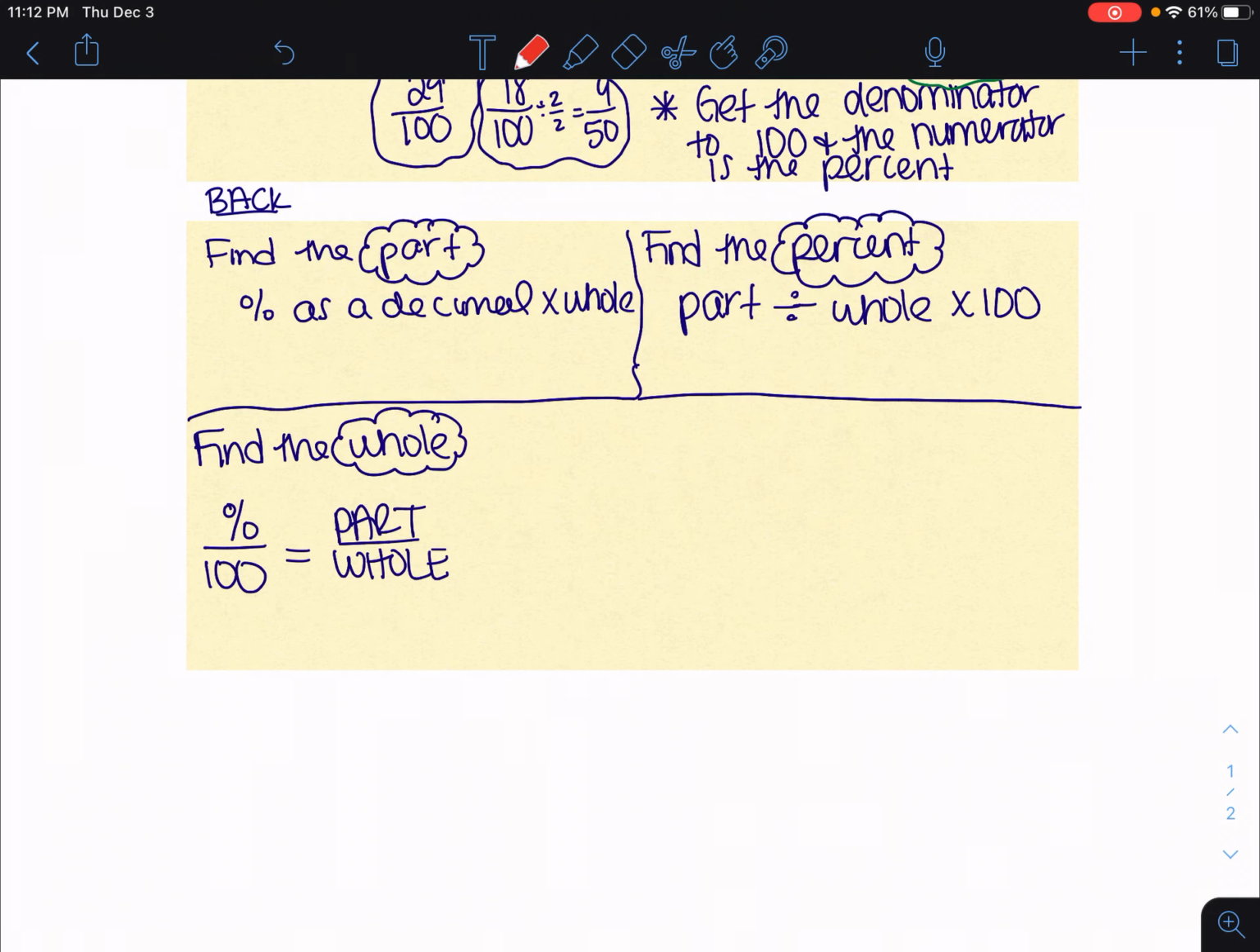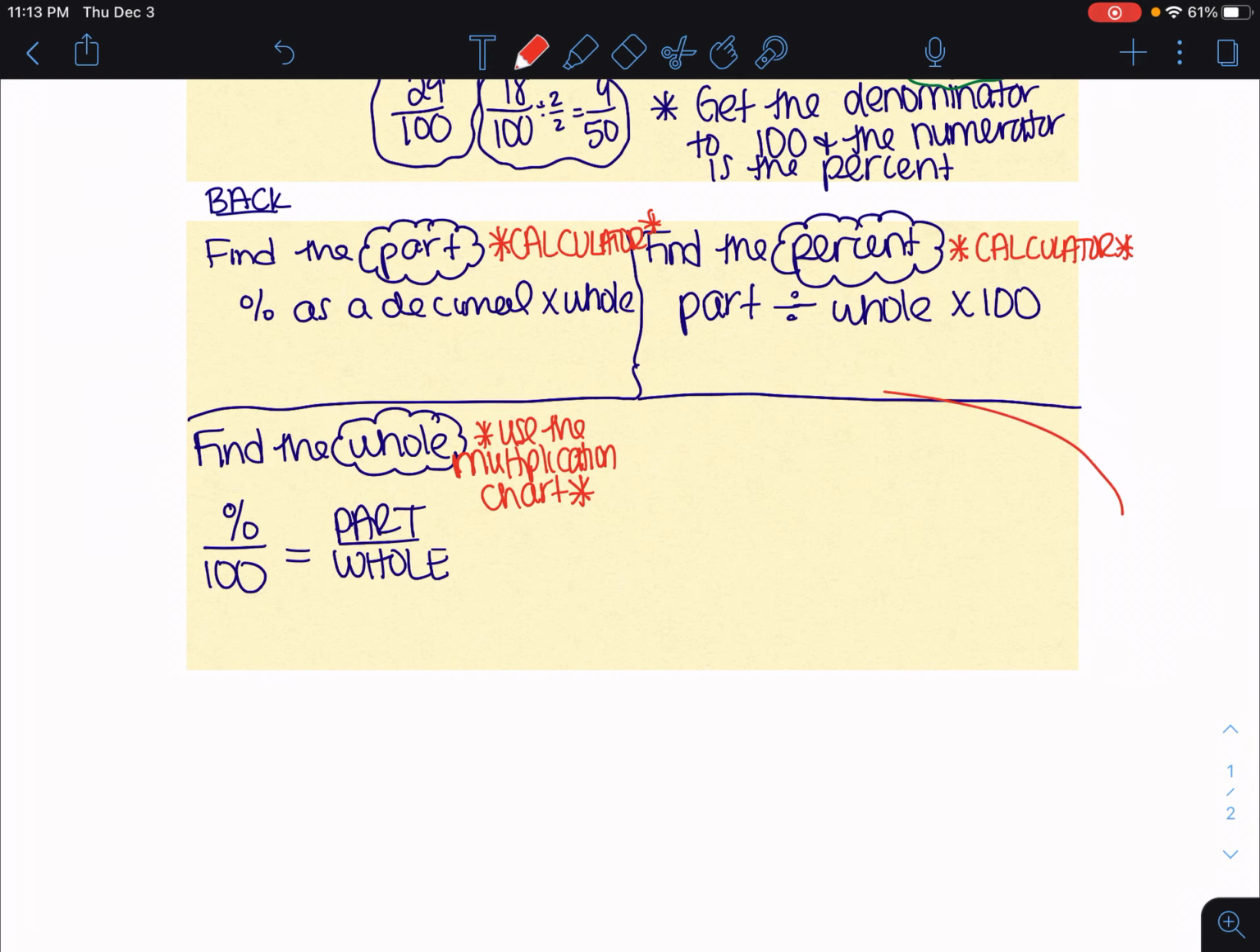To find the part, you can use the calculator. To find the percent, you may use the calculator, okay? Finding the whole, we're going to use our multiplication chart, because you're often going to be able to figure out what that multiplication is to get you from the percent to the part.